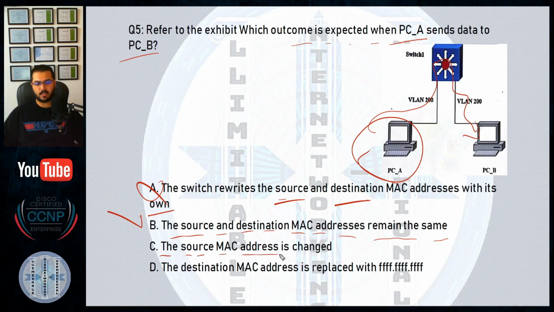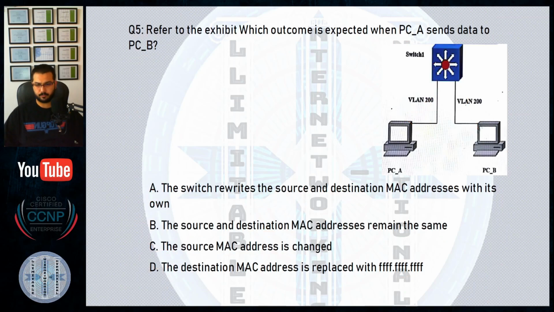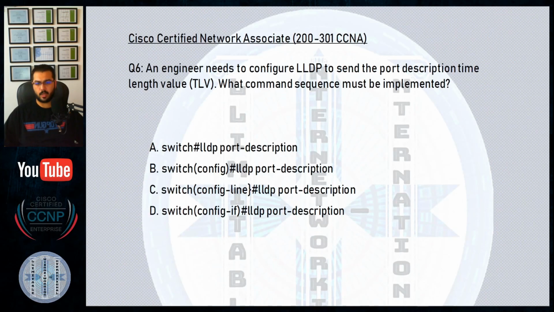The source MAC address changes? The source MAC address will never be changed alone, at least the destination as well. The destination MAC address is replaced with Fs? Yes, but only if there was a lack of ARP or MAC table entry, and I have no idea here about the MAC table, so I will not assume D. So I will choose only B for this question. And I hope that you do agree with me.